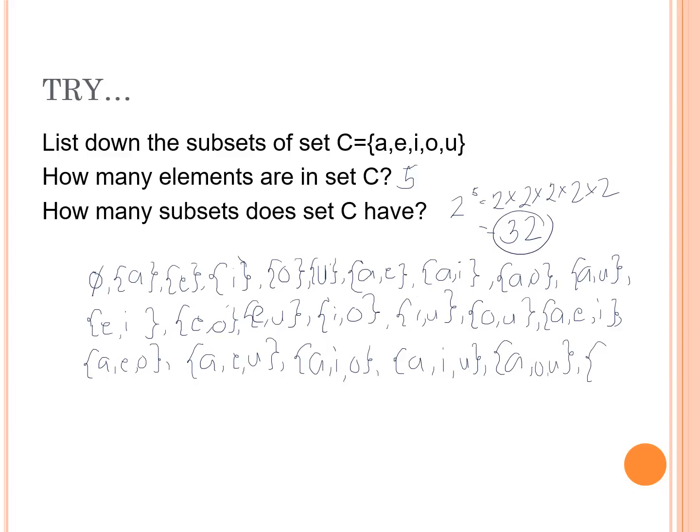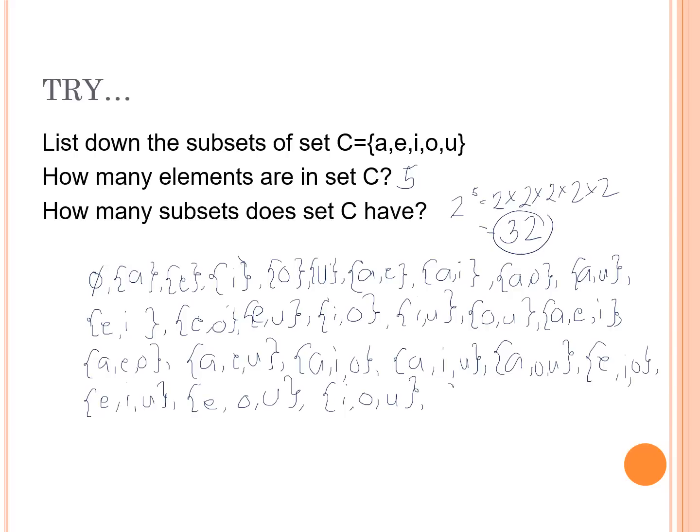Let's continue with E as the first element. So we have E, I, O, E, I, U. Are we done? We can still have E as the first letter, and then O is the second letter, and then U. So E, O, U. This time we have I as the first letter, I, O, U. We're done with combination of three.